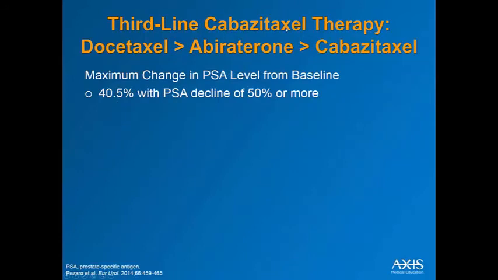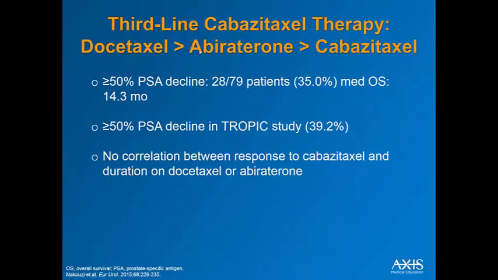We have third-line cabazitaxel therapy with docetaxel, abiraterone, cabazitaxel, and here we have about 40.5% in one study. This is Camille Pizarro and colleagues out of European Urology. And then here's another study looking at third-line cabazitaxel, after docetaxel and abiraterone, and you turn out with about a 35%. Now, in the TROPIC study, which is the original post-docetaxel study, the 50% decline rate was about 39%. So you actually seem to be doing pretty well with the cabazitaxel in this third-line setting.